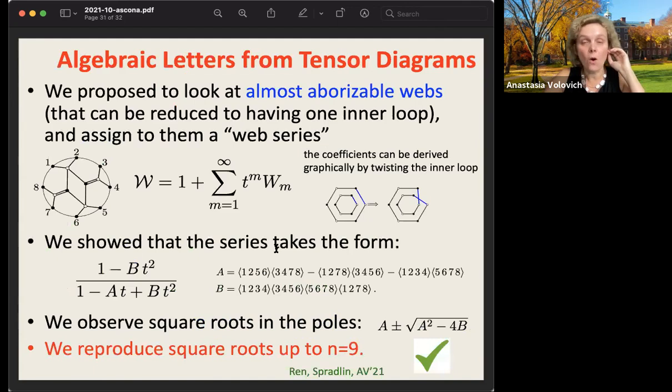So what we've done, we looked at the almost reducible webs. We suggested looking at tensor diagrams which have one inner loop, so it could be reduced, but one loop remains. Then we assign to them something called web series. We have a rule for how to assign it, and then we sum that series. In the poles of the resulting expressions, the square roots that appear for 8 and 9 point amplitudes appear. For example, for this graph, the series takes some form, and you see there are two poles, and this exactly matches the square roots. Okay, that's basically the upshot of the construction. Because it's very technical, I tried to simplify it as much as I can. So now I will conclude.